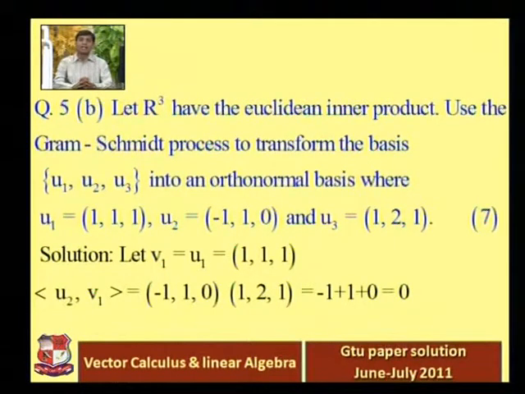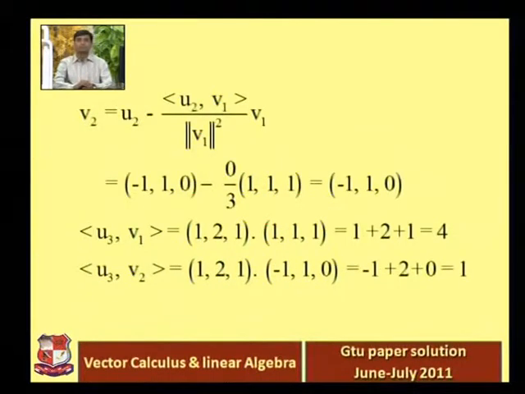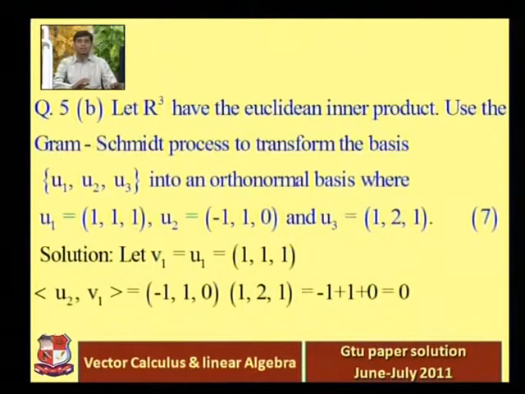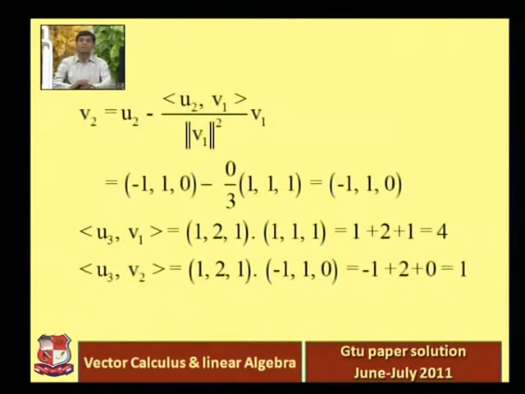Now we want to find v2. What is the formula for v2? v2 is equal to u2 minus (inner product of u2 and v1 over norm v1 squared) times v1. We already found the inner product of u2 with v1, that is 0. So putting in the values, u2 minus 0 by 3 times (1, 1, 1) is equal to (-1, 1, 0). So v2 is (-1, 1, 0).